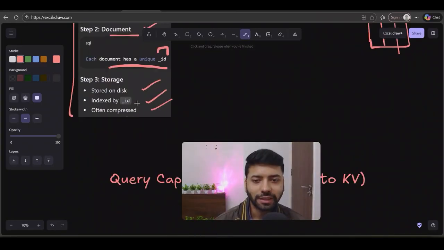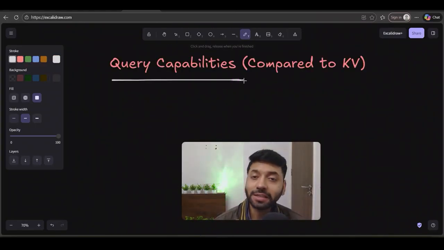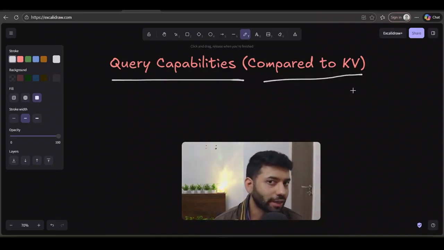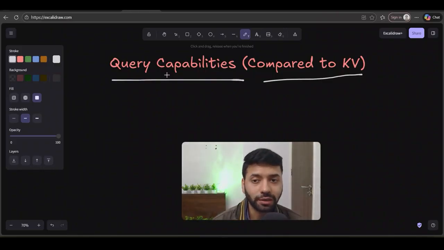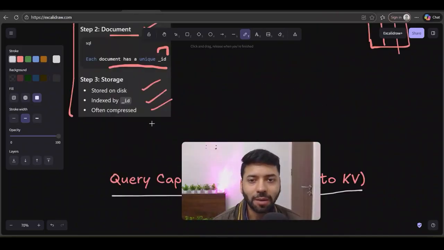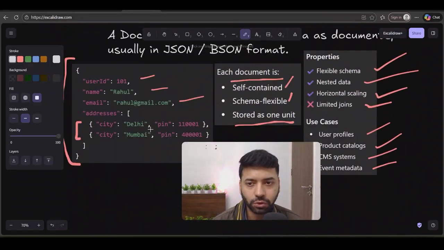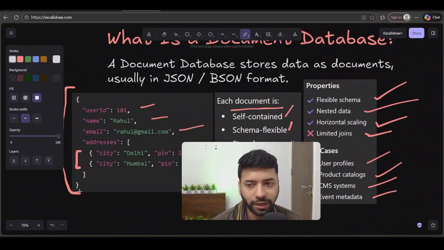All right. Next, let's discuss the query capabilities in a document database as compared to a key value database. We saw earlier that in a key value database, you can query only on the basis of the key. So you cannot make any other queries. But a document database is much better in terms of query capabilities. For example, we took the case of users, right? This was an example of a document database where we had the user ID, name, email, addresses, everything stored in JSON format as a single unit document, right?